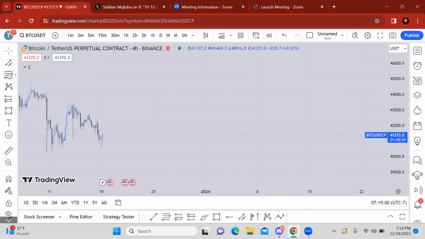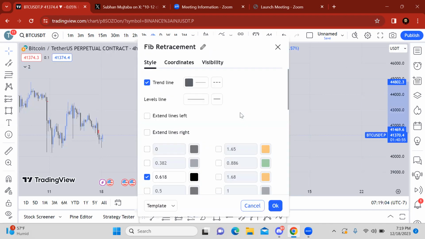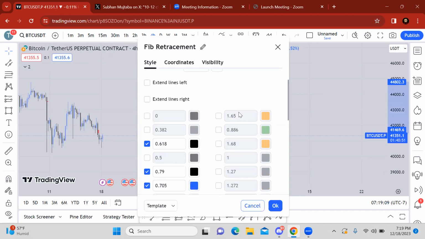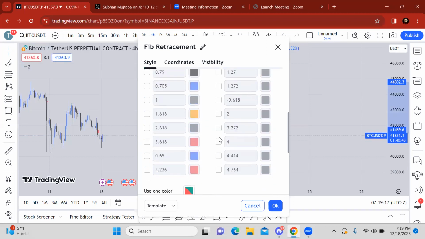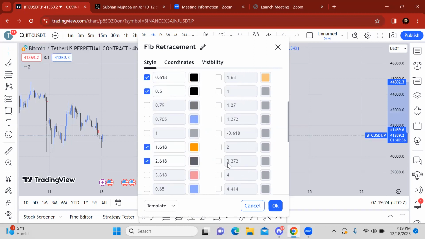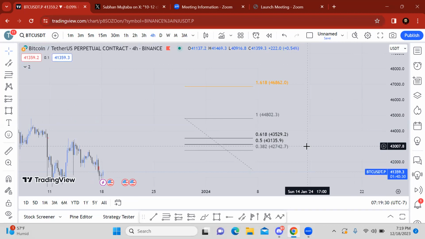If you go on default setting, there will be 0.38, 0.5 also added. They don't add these two. So one more, 0.2, 1.618, 2.618. So you will see these numbers on default setting, something like this it will be.